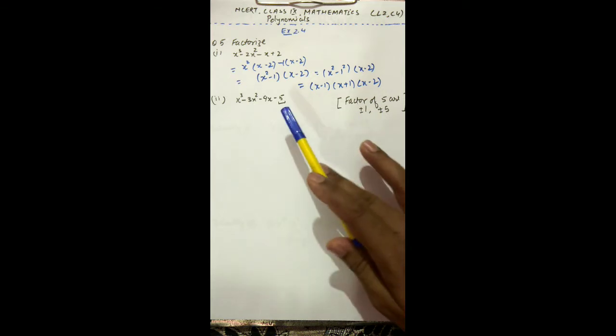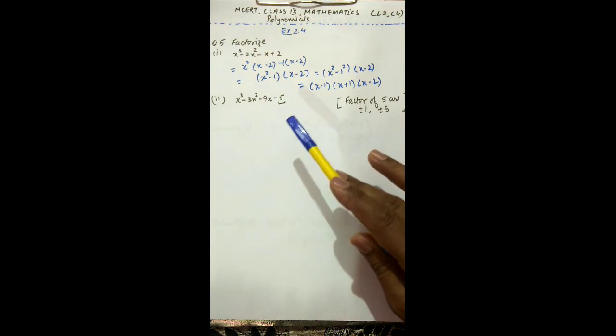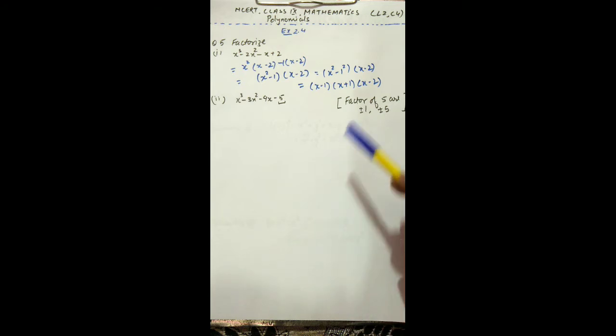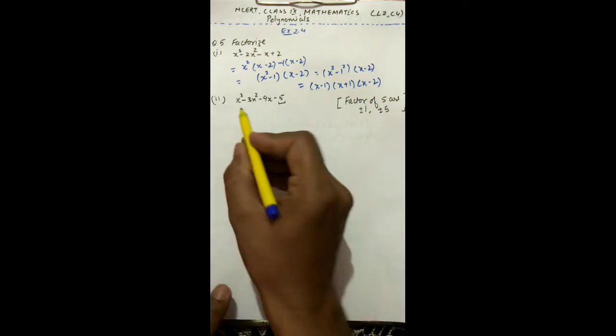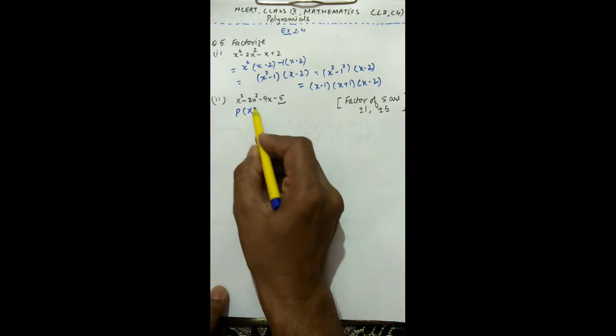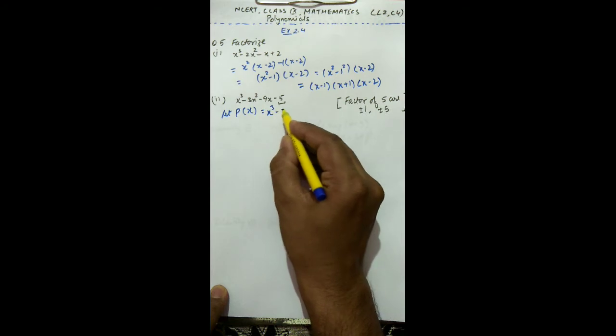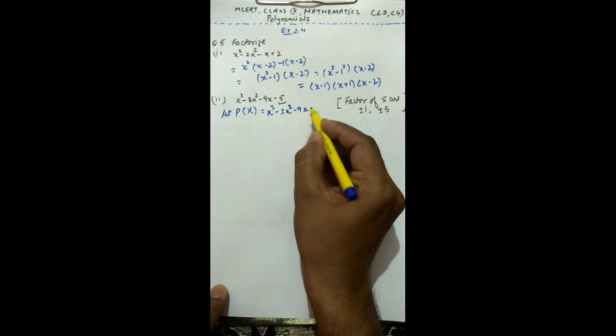We should put x equal to 1 first in this polynomial, then we should put x equal to minus 1. If we get 0, then our method can proceed further. If we do not get 0 even after putting x equal to 1 or minus 1, then we should go to x equal to 5 or minus 5. But mostly you will get the answer within these smaller factors. So let's try this. I am letting this be p(x), x cube minus 3x square minus 9x minus 5.